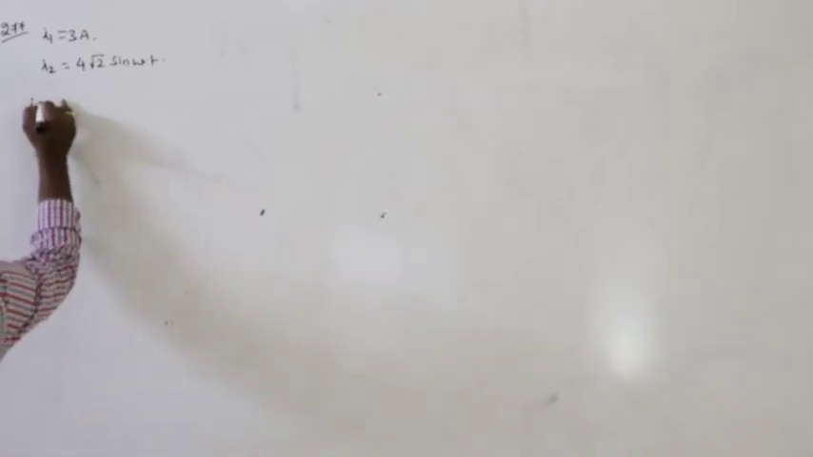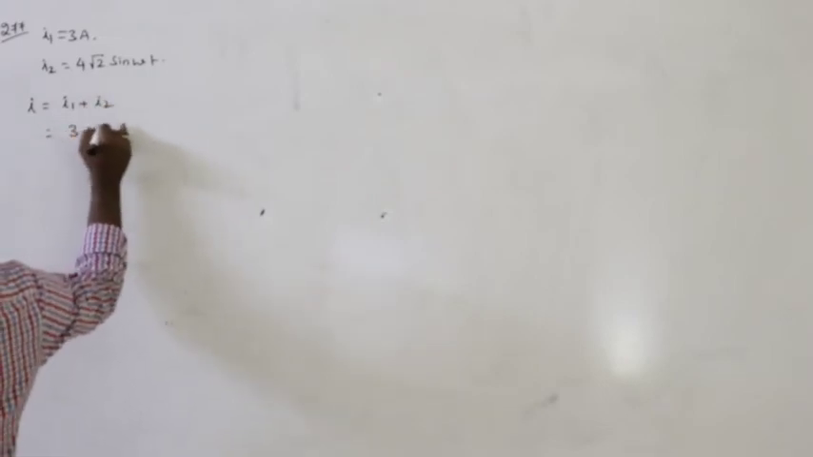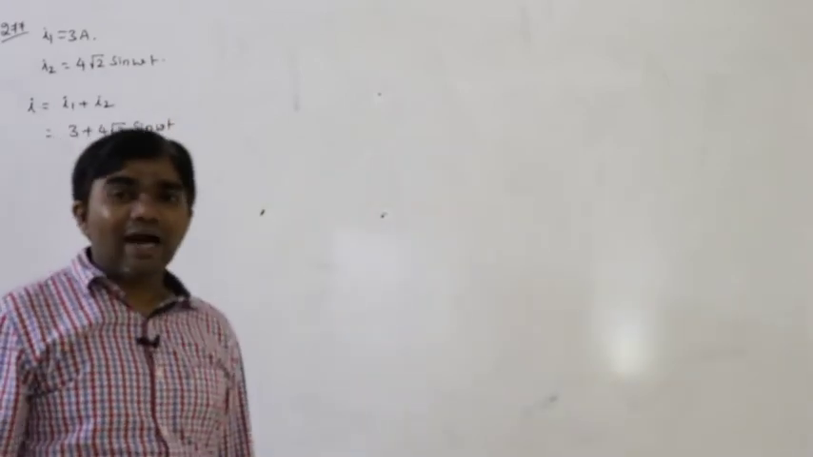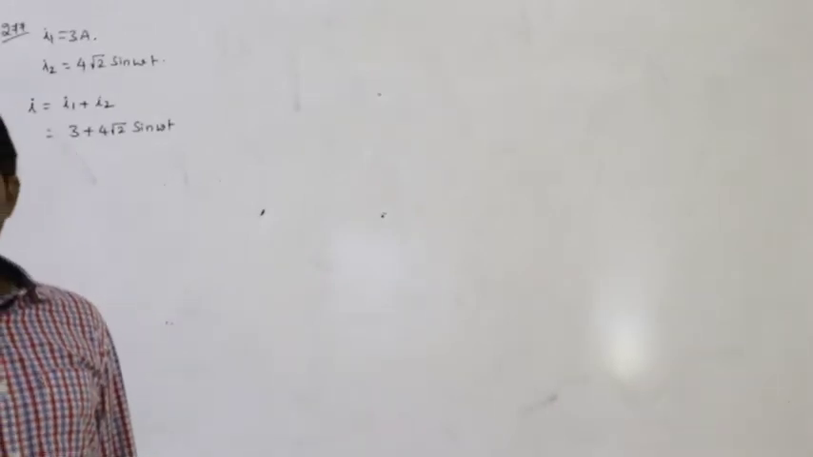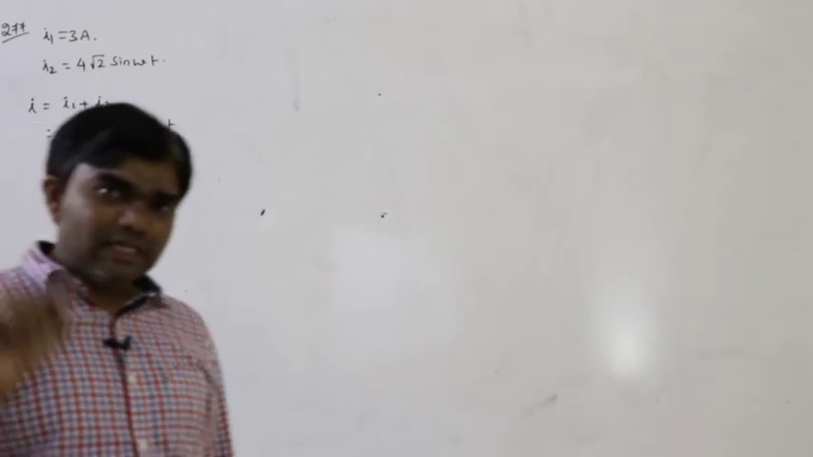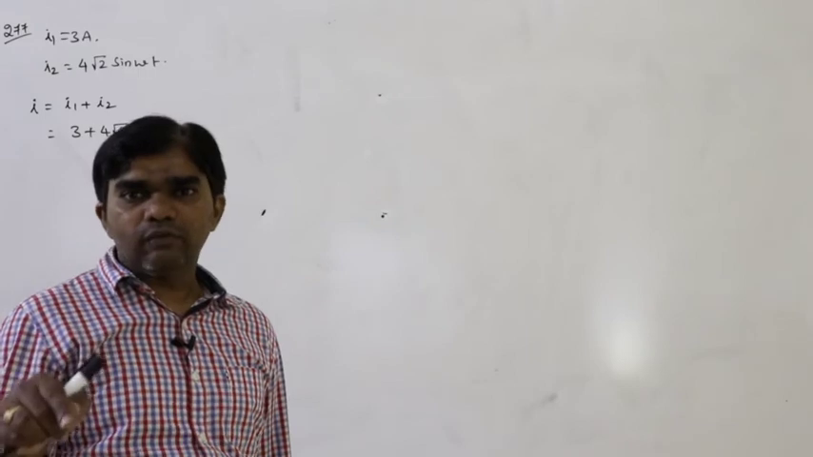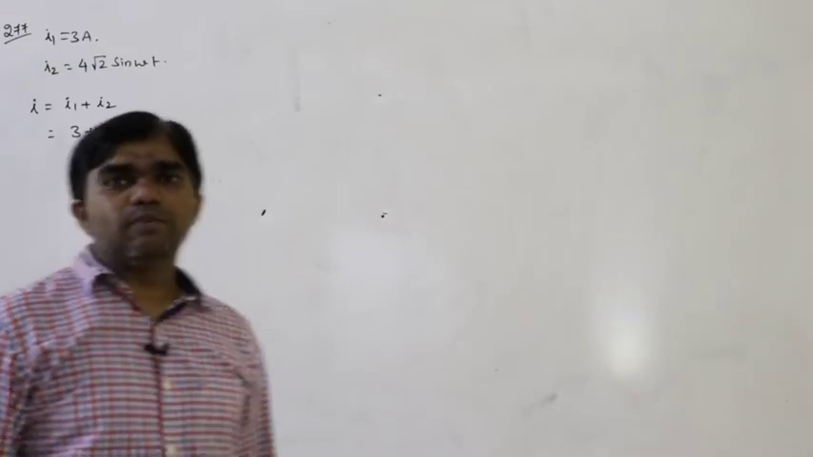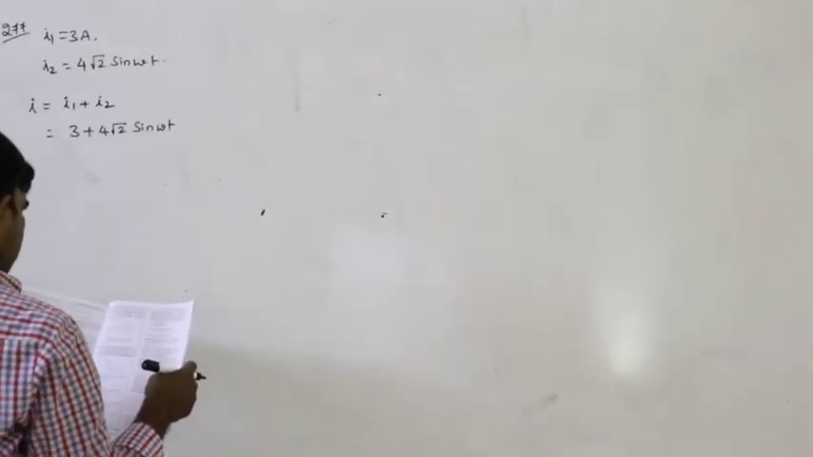So the total current is equal to I1 plus I2, so 3 plus 4 root 2 sin omega t. Hot wire ammeters measure the RMS current only. Instruments like a DC ammeter and DC voltmeter measure DC current, while a hot wire ammeter and a hot wire voltmeter measure RMS values. So here, how can you calculate the RMS value of current?